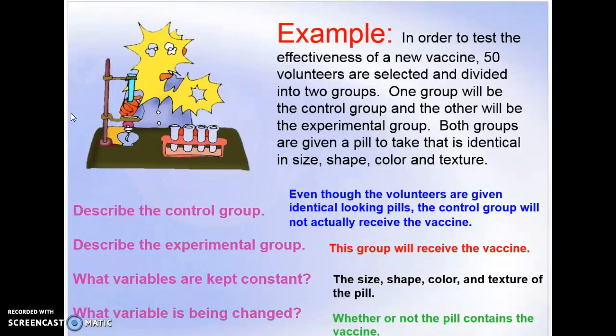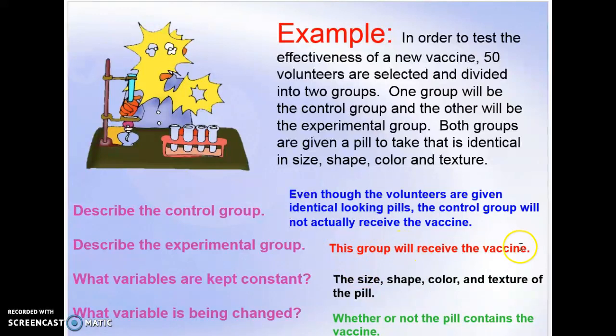All right, so in order to test the effectiveness of new vaccines, 50 volunteers are selected, divided into two groups. One group is the control group, one's the experimental group. Both groups are taking the exact same looking pill. They're going to have the same size, shape, color, texture, but one group is getting what they call a placebo. They're getting a sugar pill. They think it's the vaccine, but they don't know for sure, right, because it looks the exact same. The other group is going to receive the vaccine.